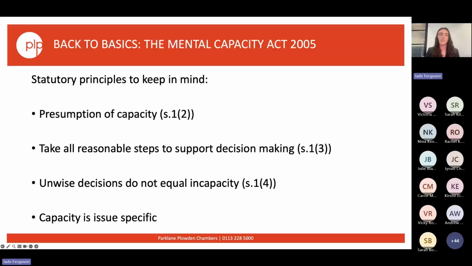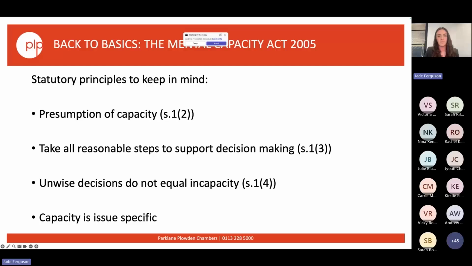So this might include very simple things such as using plain language, breaking things down into smaller parts, offering written advice rather than verbal explanations, choosing a calm environment, and timing the discussion for when someone is feeling less anxious or perhaps they're in less pain. So it is taking all practicable steps to help somebody to make that decision. The next point is one that we've covered a bit, which is unwise decisions do not equal incapacity. People are entitled to make decisions that other people think are poor or risky or simply unwise.